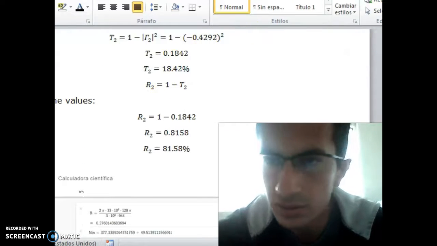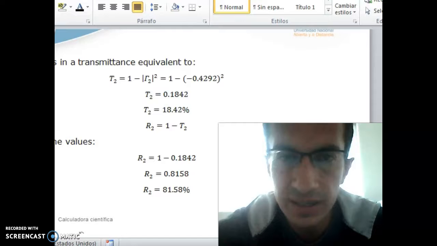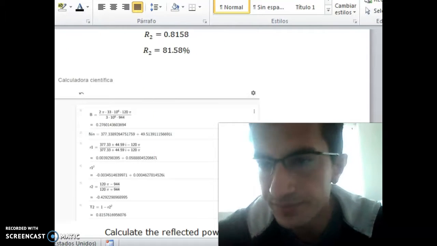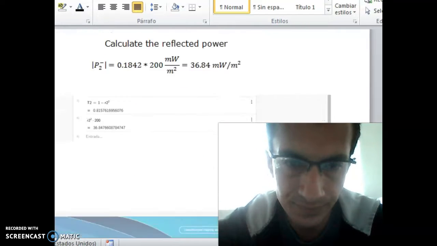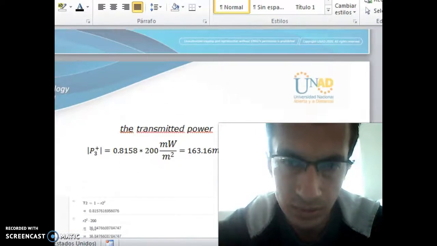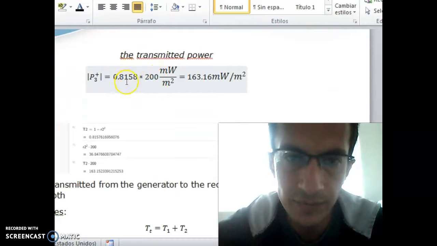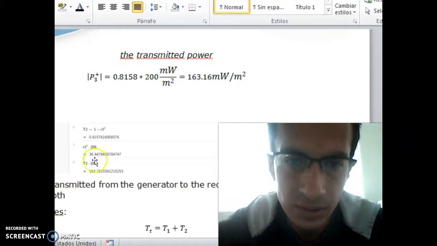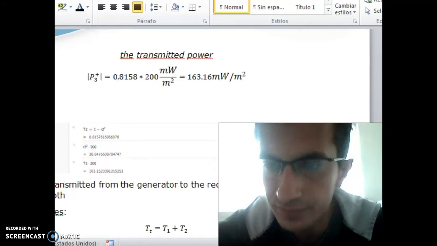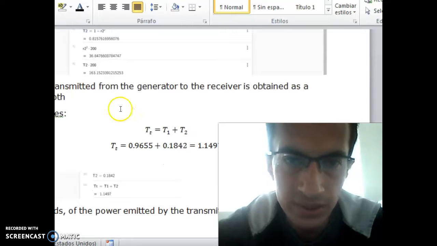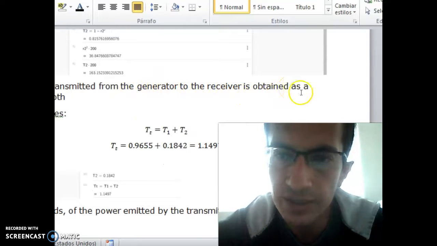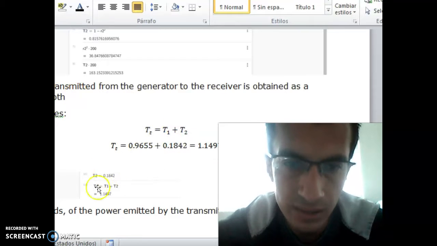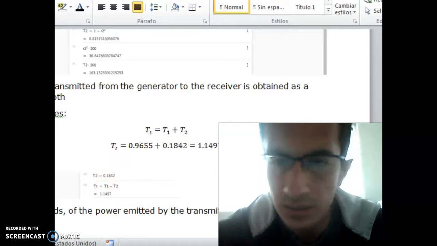This is the operation for the transmit equivalence, and this is the check on the calculator. This is the transmitted power: multiply the result by 200, and this is the result. The check on the calculator. The power transmitted from the generator to the receiver is obtained as a product of both. This is the transmittance, and this is the check of the result on the calculator.